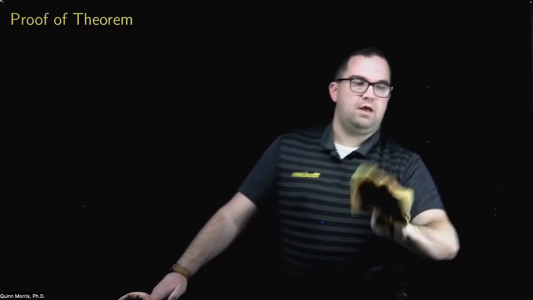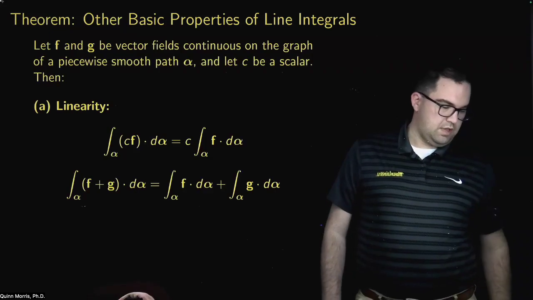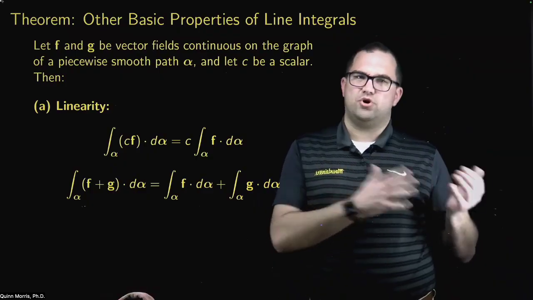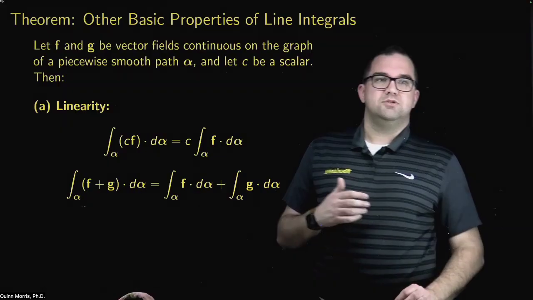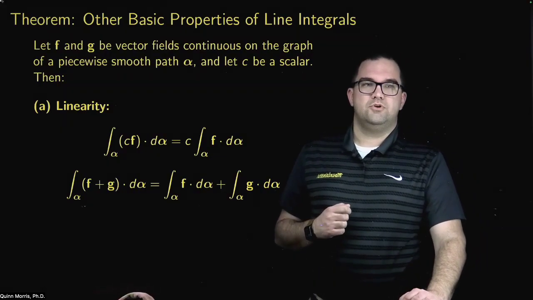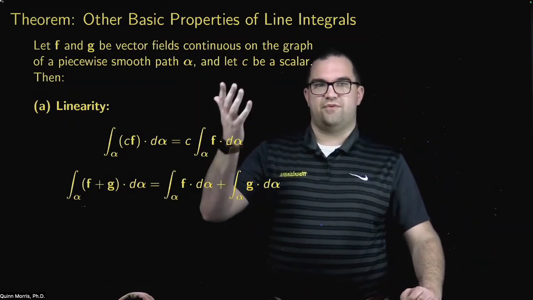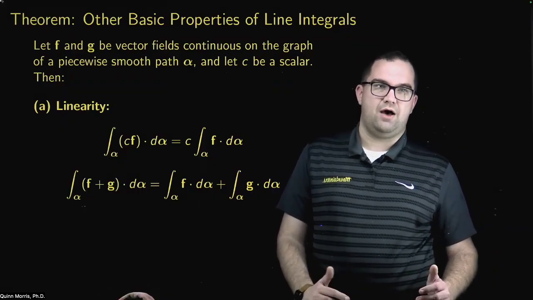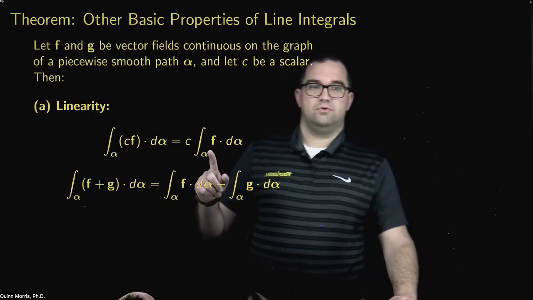All right. Now, I do want to briefly go over a couple of other basic properties. So the line integral, and you might sort of suspect this, is defined in terms of a Riemann integral. Riemann integral has a lot of nice properties like linearity. So you might wonder, well, does that carry over to line integrals? And the answer is yes. So if you have two vector fields, f and g, both of which satisfy nice enough properties, they're continuous on the graph of piecewise smooth path alpha, and if c is some scalar, then you do get that line integrals are linear.